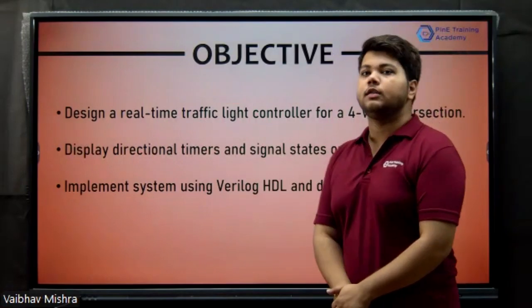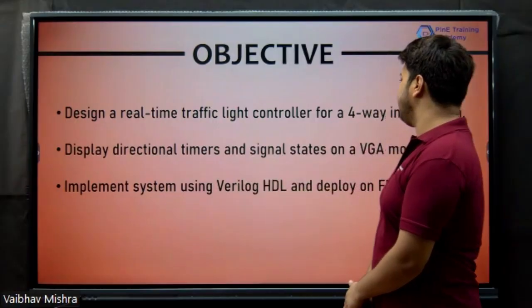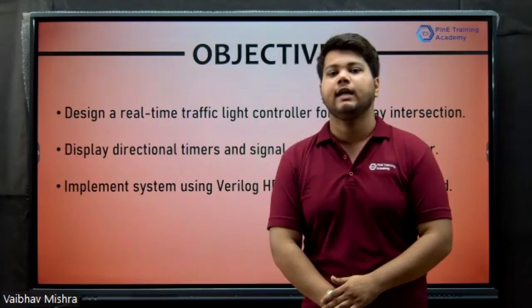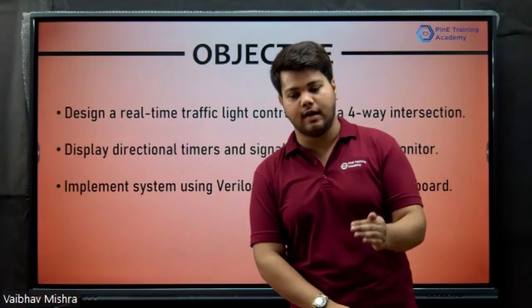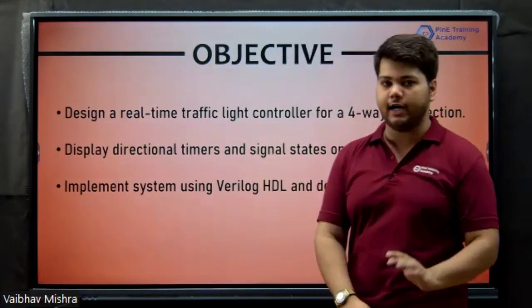So first of all, the objective of our project is to design a real-time traffic light controller for a four-way intersection. So this project will be a real-time project. That is, it will have its values changed according to real time, and they're not hard coded.